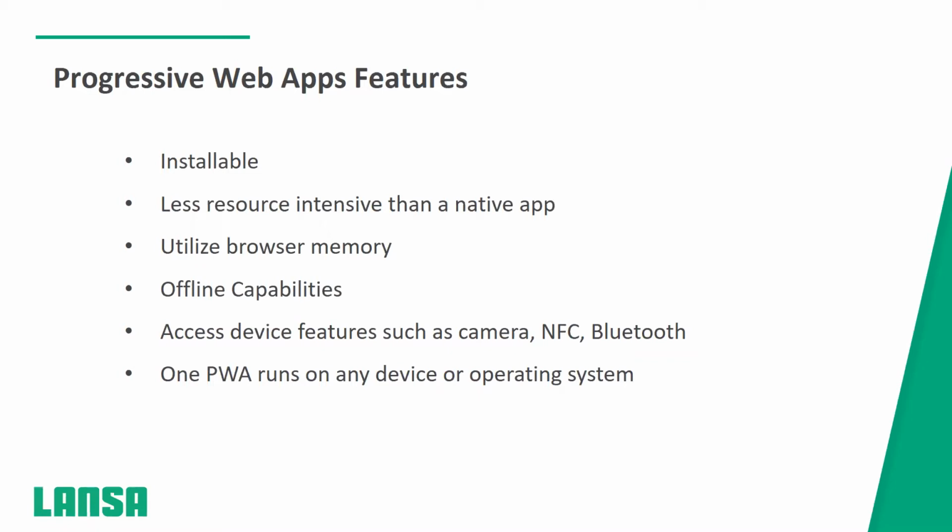Progressive web apps, one of their main features, one of the main reasons why you'll use a progressive web app, is its offline capabilities. And we'll talk more about that in a little bit too, but just as an overall feature, offline capabilities utilizing the browser memory. It also has access to device features such as camera, NFC, and Bluetooth. And so, one PWA runs on any device on any operating system.